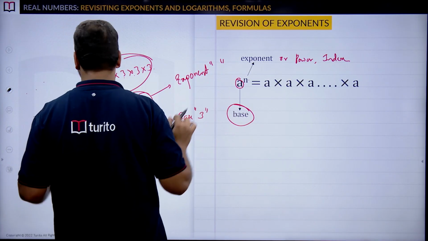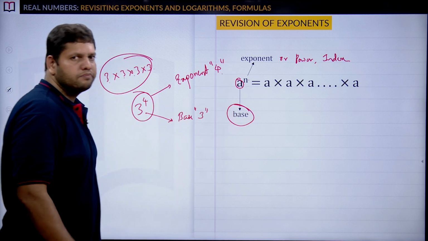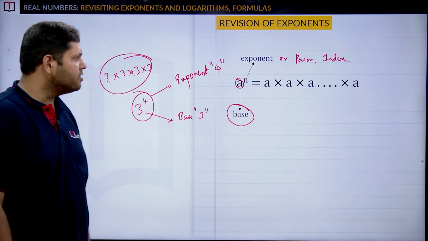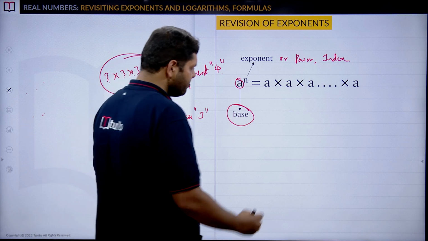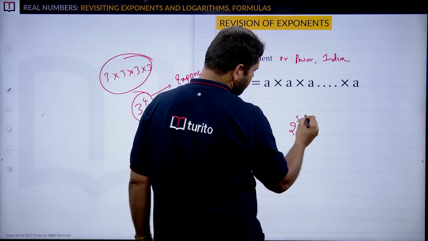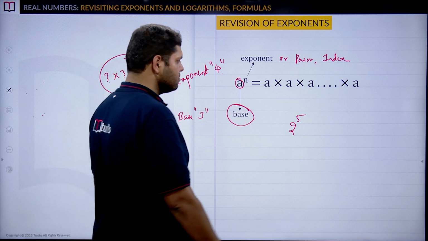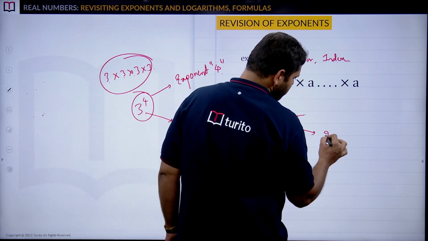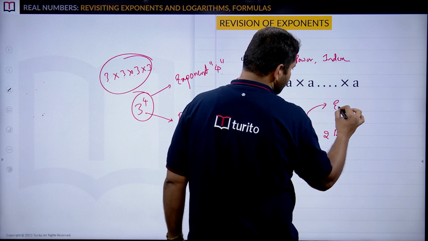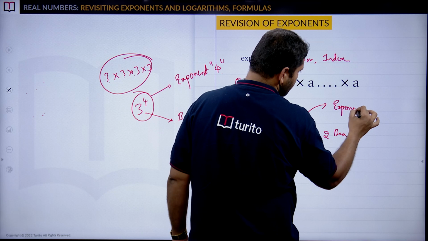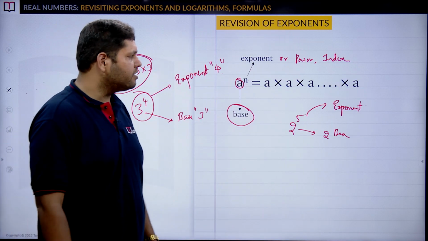So here the exponent is 4. Clear, children? Any doubts regarding identifying the base and exponent? Children, it is very simple. Suppose I write 2 to the power of 5. Here 2 is the base, and 5 is the exponent. Clear, children? Here 2 is the base and 5 is the exponent.